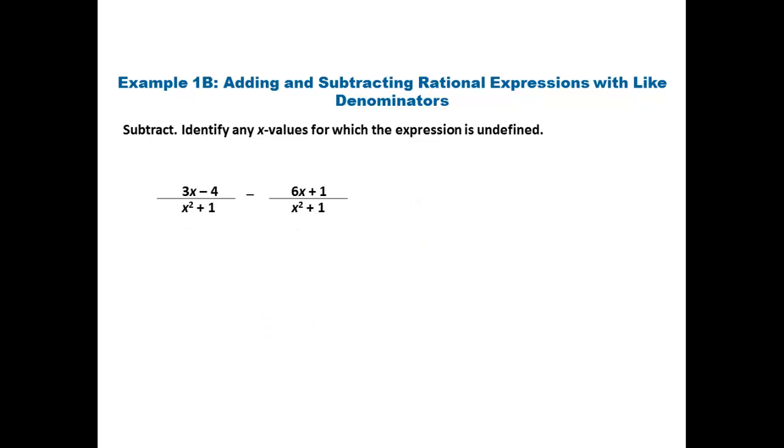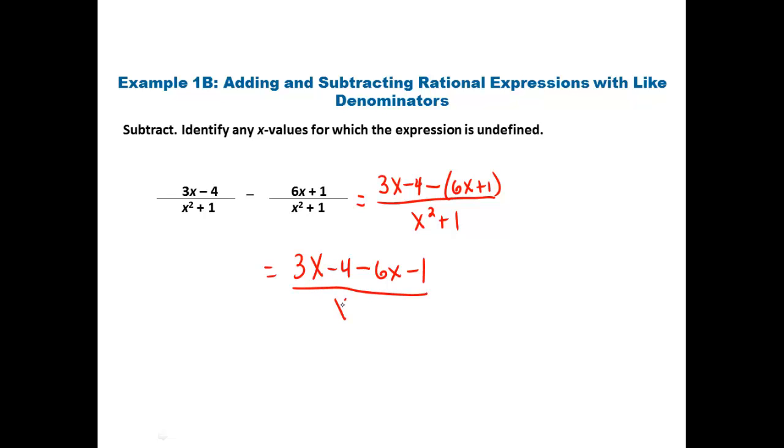Here is one where the denominators are the same, except now we're subtracting. So for 3x minus 4, we want to make sure that we subtract the second term, and we need to distribute the minus sign. So we're going to write this as 3x minus 4 minus 6x minus 1. Let's see, 3x minus 6x is negative 3x, minus 5 over x squared plus 1.